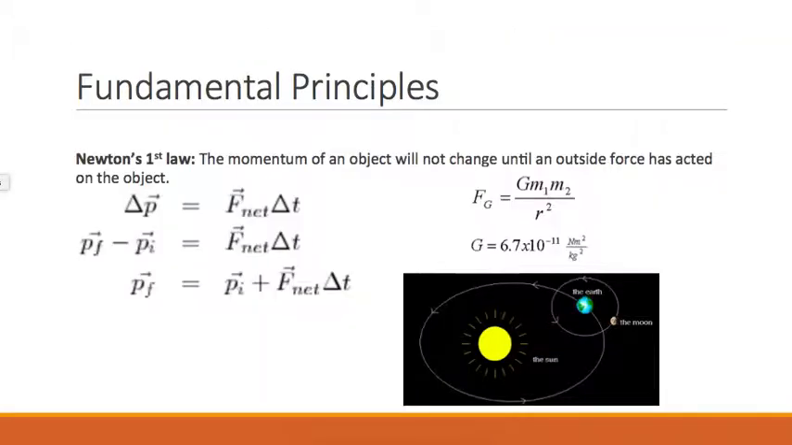Momentum in a system is always conserved. That is why it takes an outside force to affect the momentum of an object. This is also known as Newton's first law. The increase or decrease of the momentum is equal to the magnitude of the force over time.